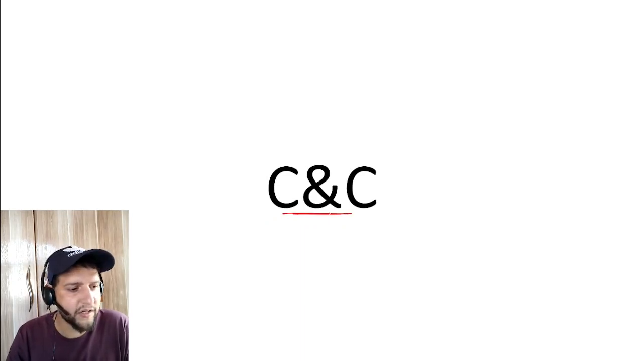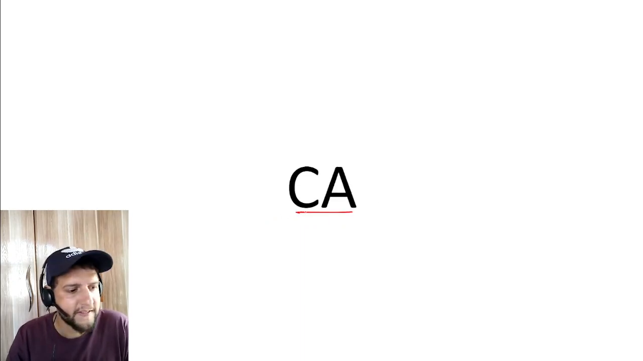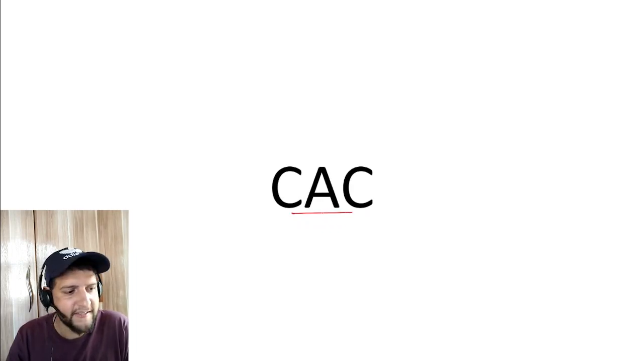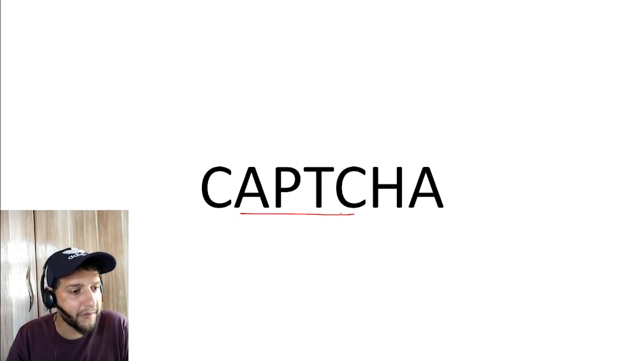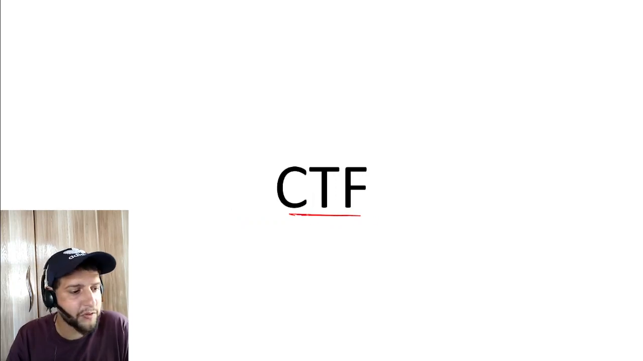C&C is your command and control. CA is your certificate authority. CAC is your common access card. CAPTCHA is your completely automated public Turing test to tell computers and humans apart. CTF is your capture the flag.